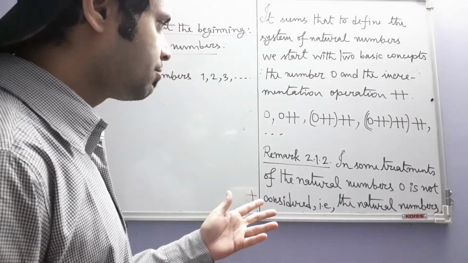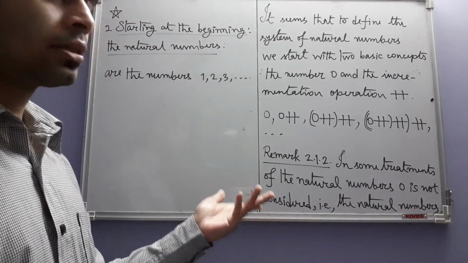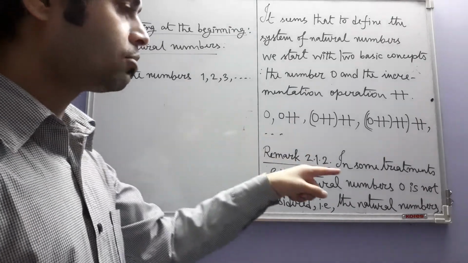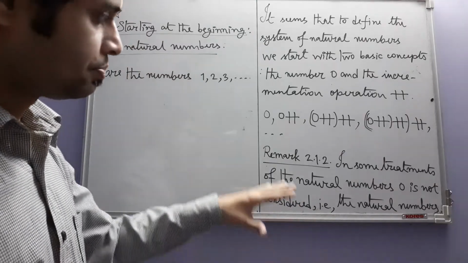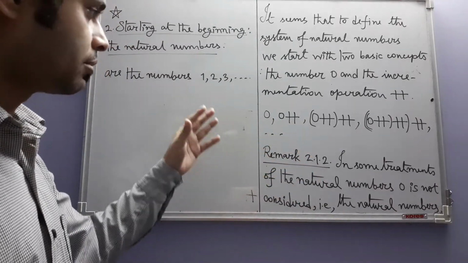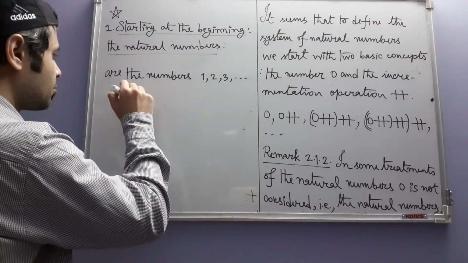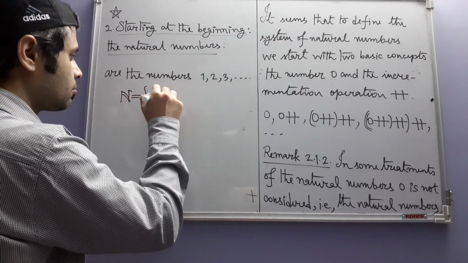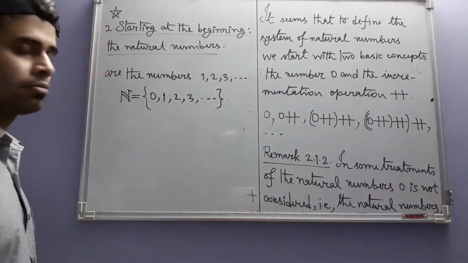Now we have decided to include 0. This is just a matter of notational convenience. Whether you consider 0 to be a natural number or not, the mathematics does not change. So for us 0 is a natural number, for some people it is not. So for us the set of natural numbers looks like this. Okay.